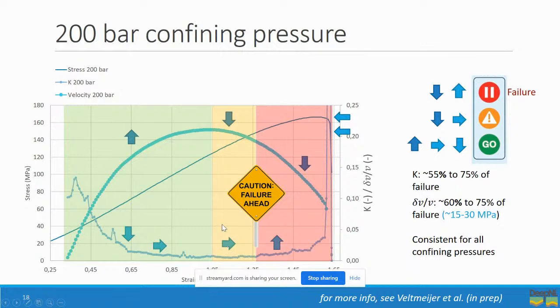But at the period where you have a decorrelation coefficient going up and at the same time your velocity going down, that's the region when you get very close to failure. So that might also be the region where you say, okay, now I need to stop my operation and do something else, because now all these seismic indicators point me to being quite close to failure.